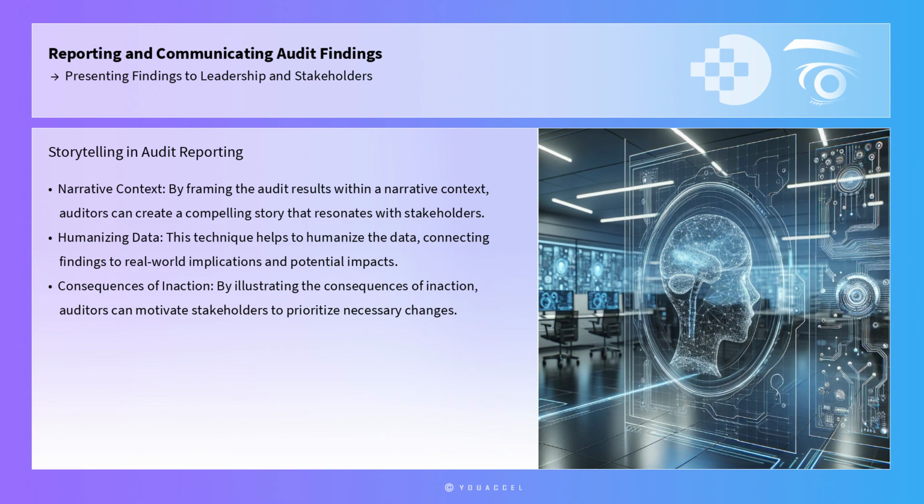For instance, instead of merely stating that an AI system has a 20% error rate, the auditor might describe a scenario where this error rate could lead to significant financial losses or reputational damage. By illustrating the consequences of inaction, auditors can motivate stakeholders to prioritize necessary changes.